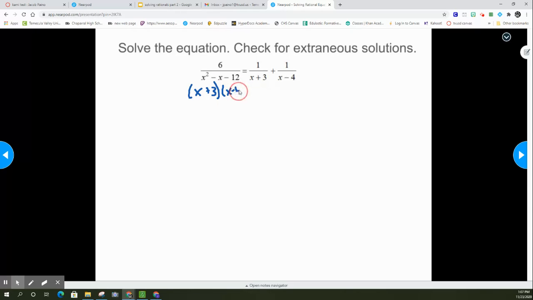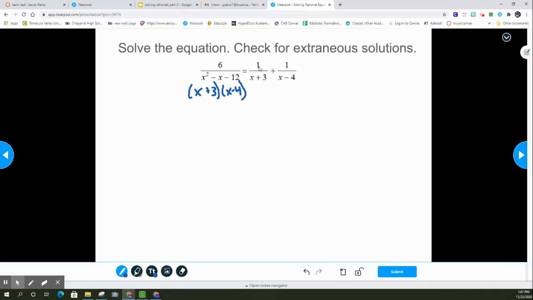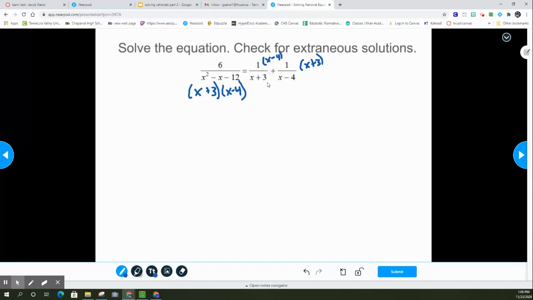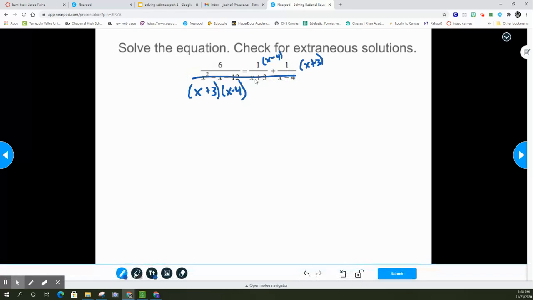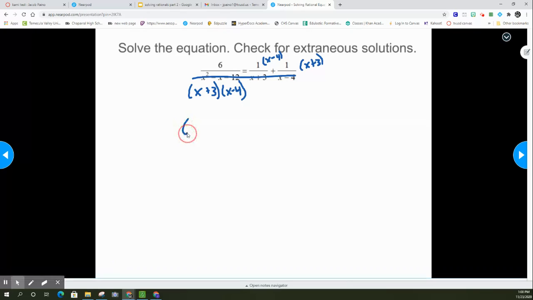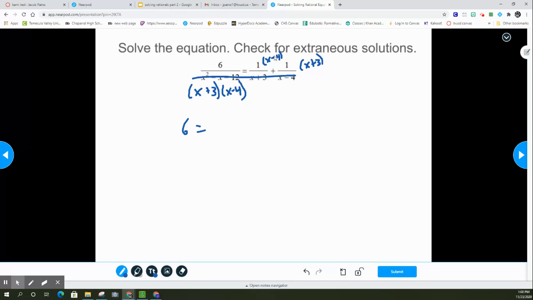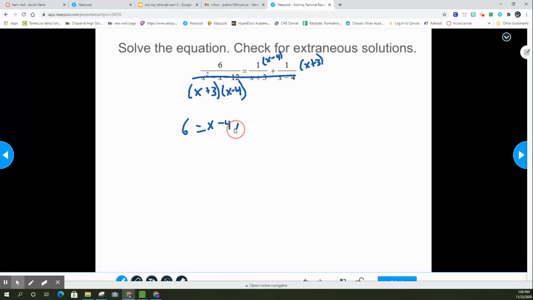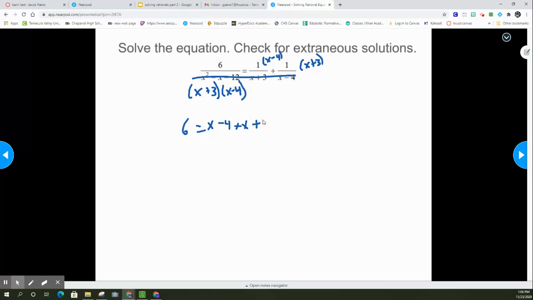Now you can see that this first fraction, 1 over x plus 3, is missing the x minus 4. And then this one is missing the x plus 3. Again, I'm writing on top and bottom, but I know it's going to cancel out, so I'm just not going to waste my time writing it on the bottom. So I get 6 equals, and this is just 1, but normally whatever this number is, or it could even be a variable, you would distribute it. So that's just x minus 4. And then this one's 1 as well, so just distribute that one. So that's x plus 3.